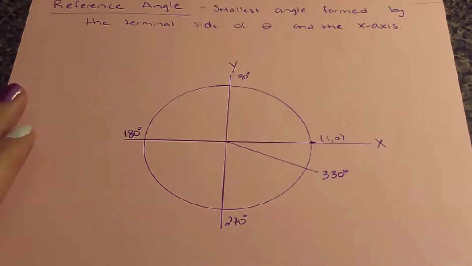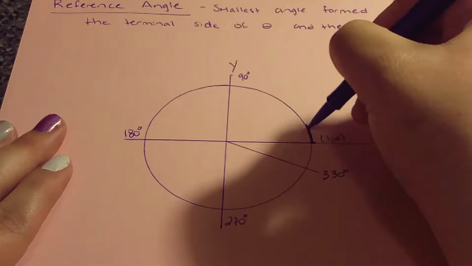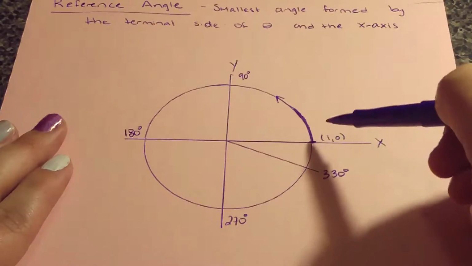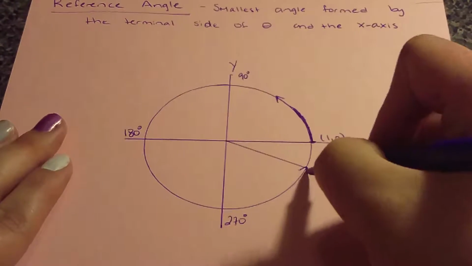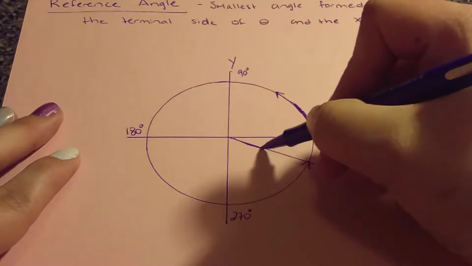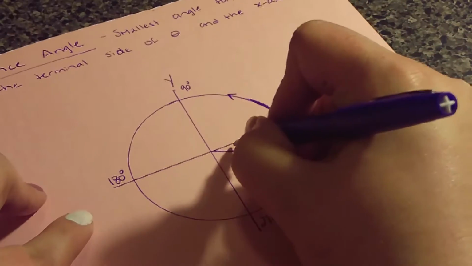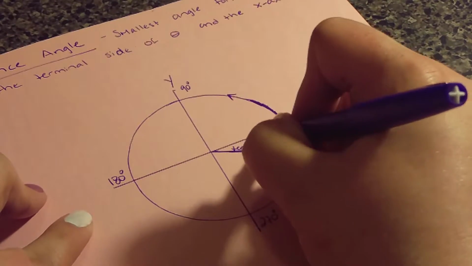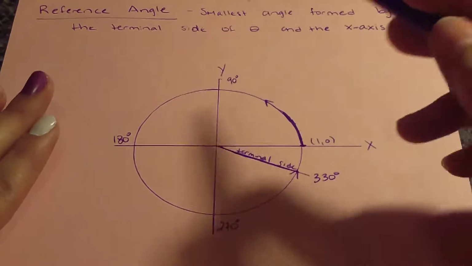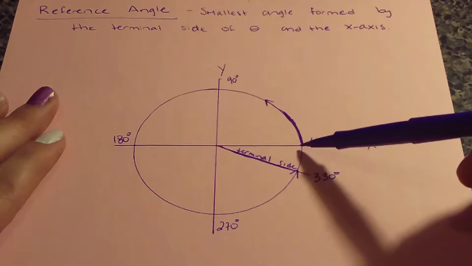Okay, so what I've actually drawn is the angle measurement all the way around the unit circle from 0 until we got to the point where we've traveled 330 degrees. Now this line that I just drew in right here is the terminal side. Okay, so the definition again: smallest angle formed by the terminal side and the x-axis.